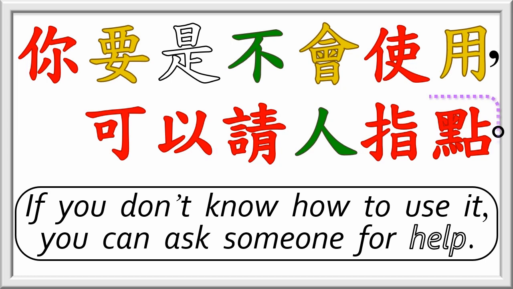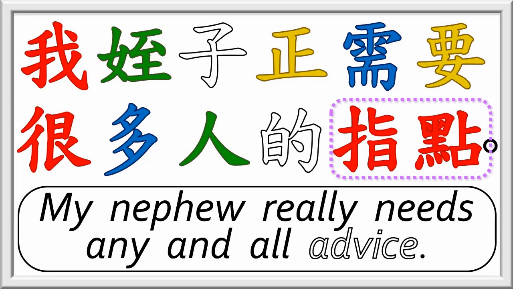When I introduced 点 in lesson 61, we had the expression 点他一下, meaning to give someone tips or advice. We now have the complete verb and or noun for this action, 指点。你要是不会使用，可以请人指点。If you don't know how to use it, you can ask someone for help. 我侄子正需要很多人的指点。My nephew really needs any advice you can give him.